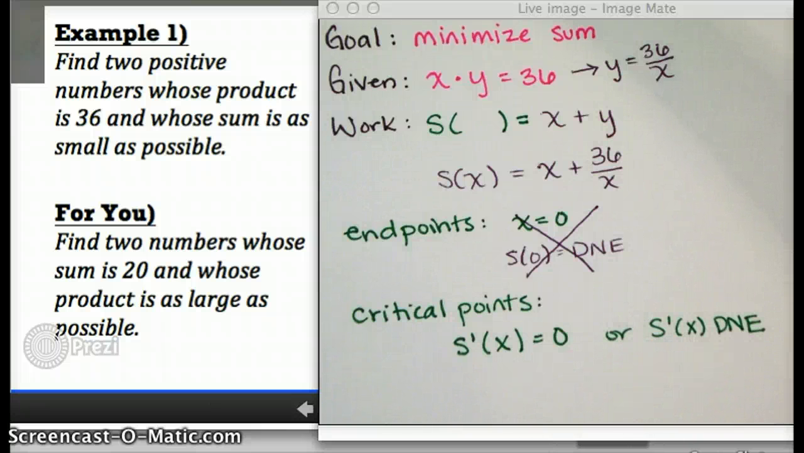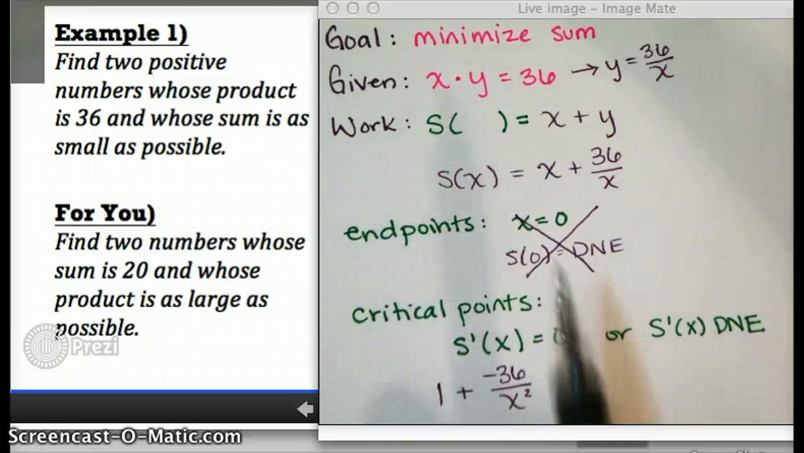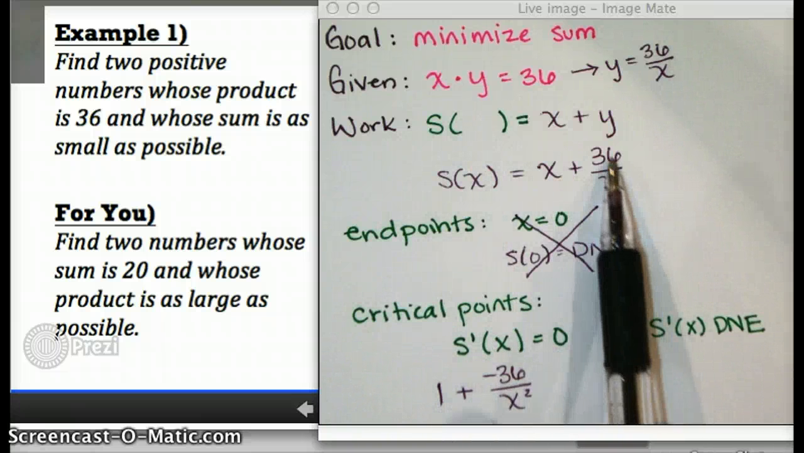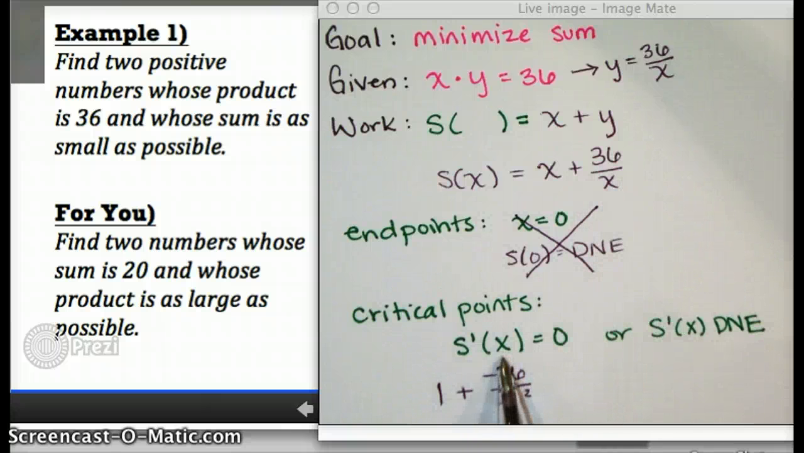Well, let's find the first derivative. To do that, I take the derivative of each term separately. The derivative of x is 1, and the derivative of 36 over x is negative 36 over x squared. Make sure you know why that's true.